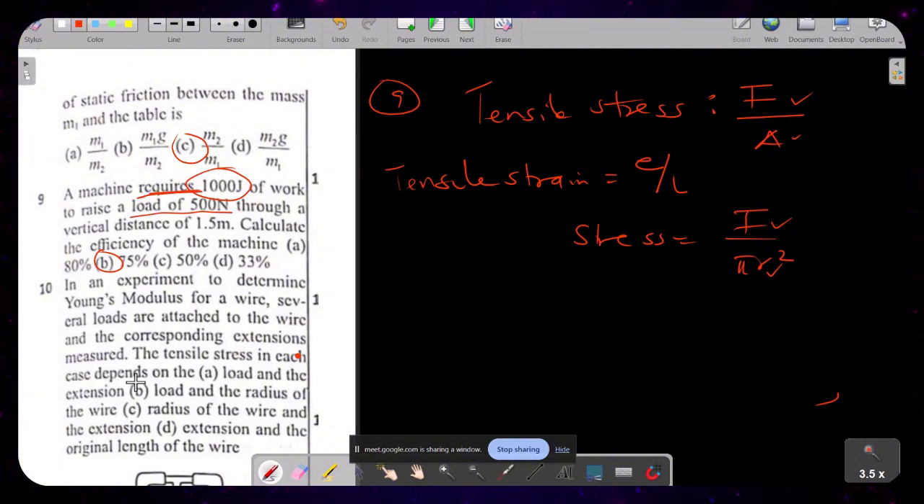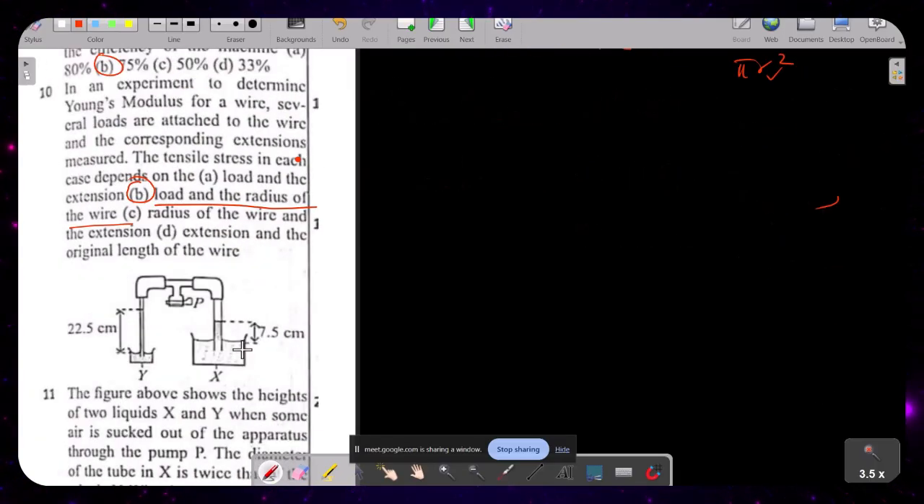So the correct option is option B. Remember I told you that this force is the same thing as your load. It can be your load. Then this area automatically has a formula of pi r squared, which involves your radius. So the correct option is load and the radius of the wire. See the way they ask you questions. The questions they always ask are very, very simple, just a matter of you thinking correctly.